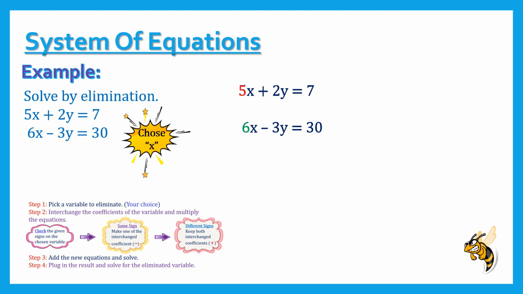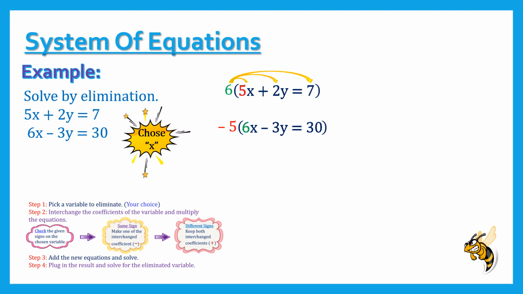So because they are the same sign, when I interchange, one of them has to be negative. If you notice, the 5 goes to the bottom and the 6 goes to the top, and I made the 5 outside negative. Once again, because both of them were positive when they gave me the equations, one of the interchanged coefficients needs to be negative. I chose the bottom one. It doesn't matter if you put it in the top or the bottom, okay?